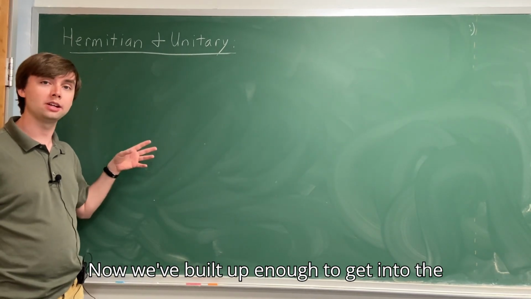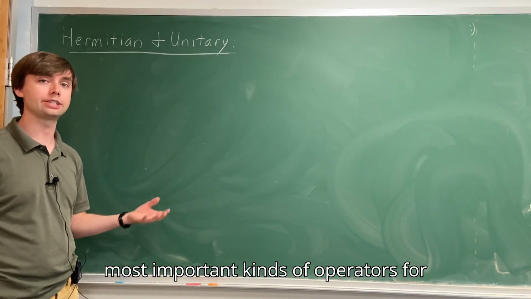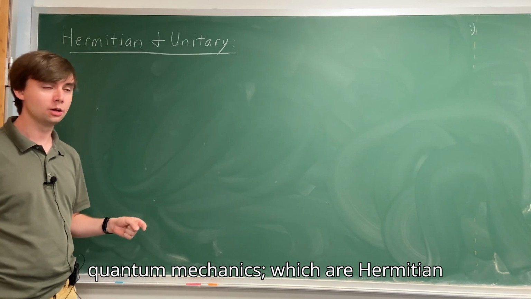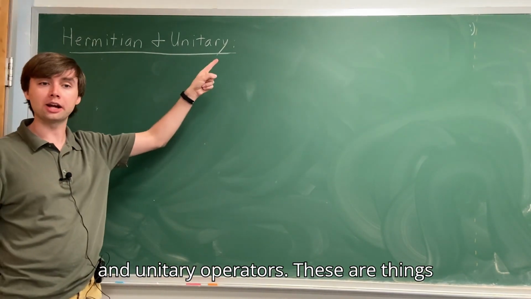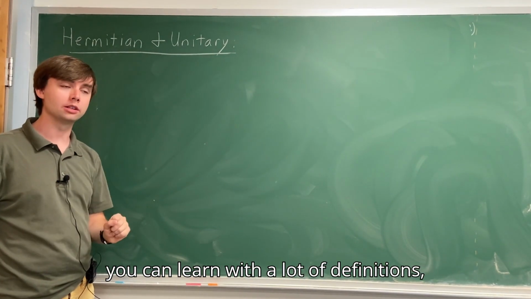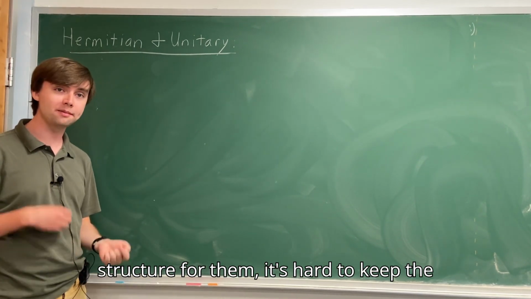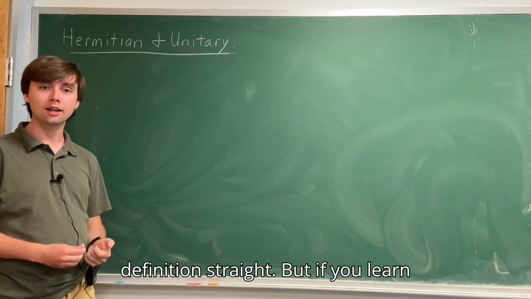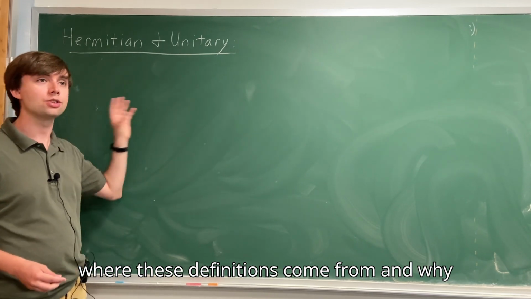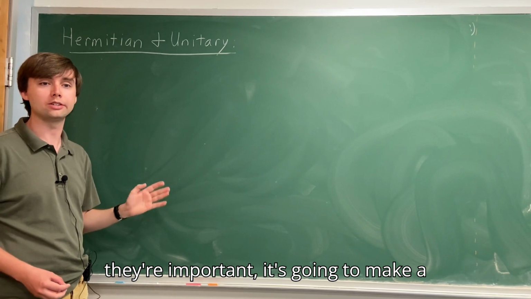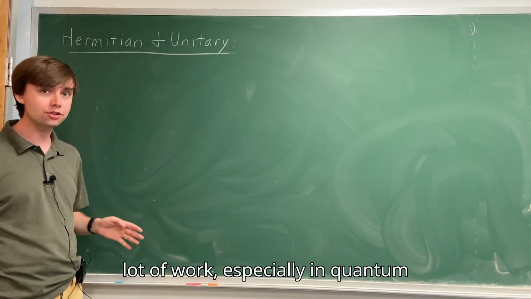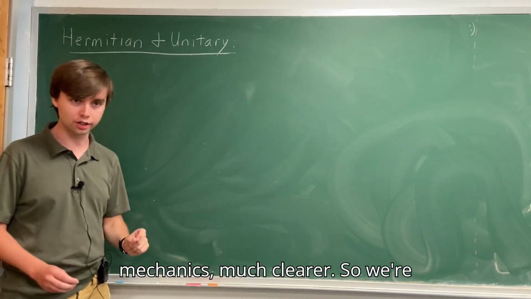Now we've built up enough to get into the most important kinds of operators for quantum mechanics, which are Hermitian and unitary operators. These are things you can learn with a lot of definitions, and if you don't have a good conceptual structure for them, it's hard to keep the definitions straight. But if you learn where these definitions come from and why they're important, it's going to make a lot of work, especially in quantum mechanics, much clearer.